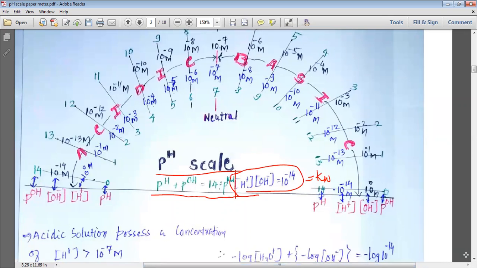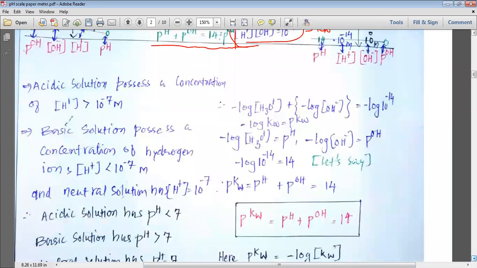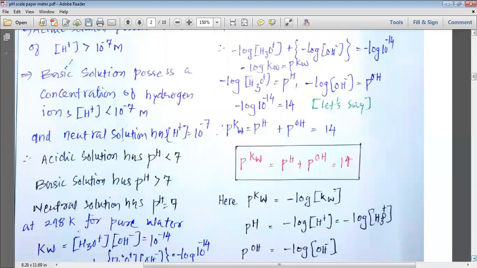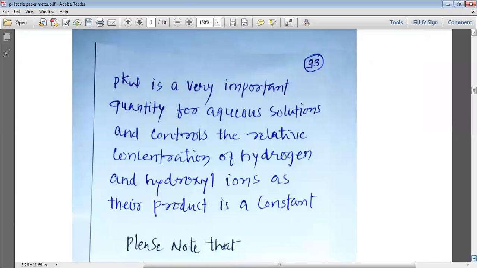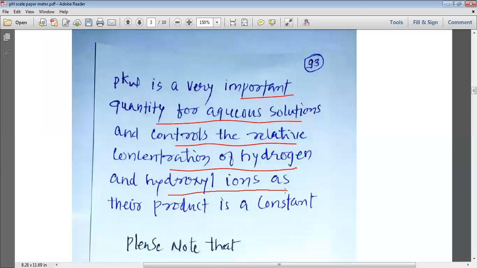Then, my dear students, we simply become aware that pKw is a very important quantity for aqueous solution and controls the relative concentration of the hydrogen and hydroxyl ions, as their product is a constant.